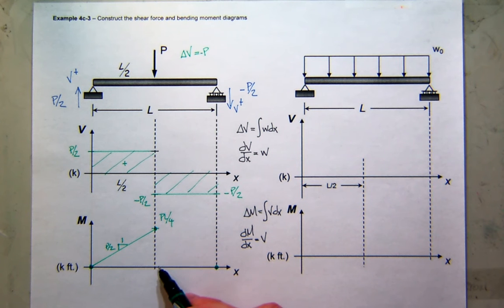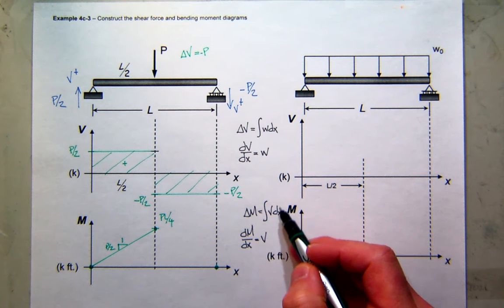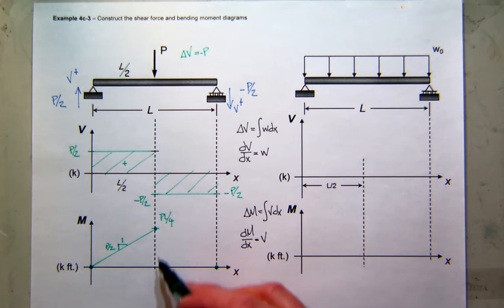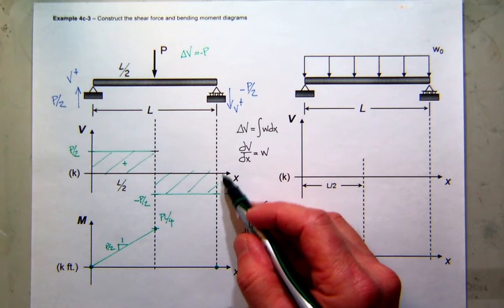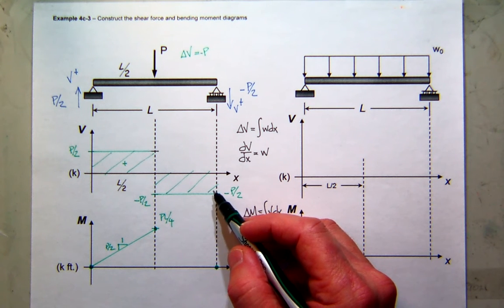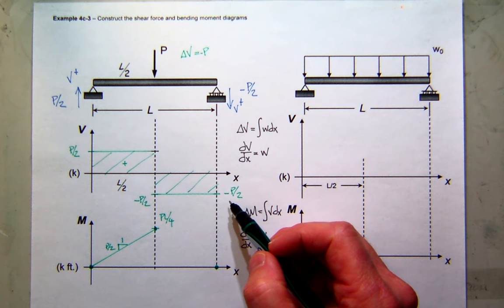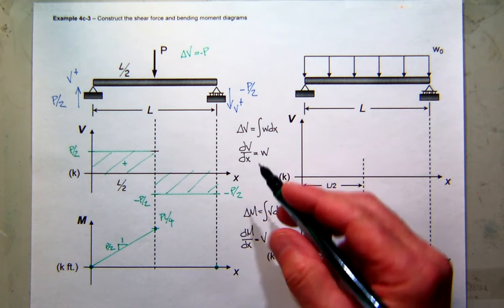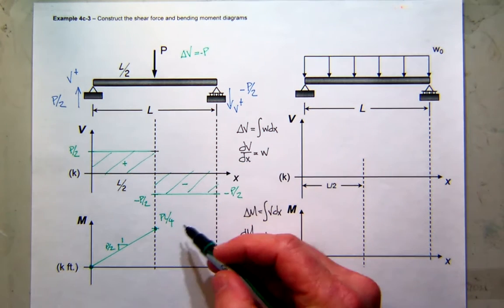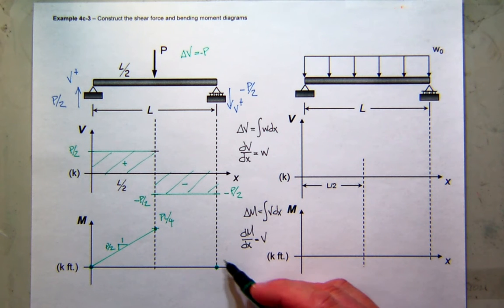Now from L over 2 to L, the change in moment here is given by the corresponding area under the shear diagram. What's the area of this part of the shear diagram? It's a rectangle. Base is L over 2. The height is minus P over 2. So that's PL over 4, but it's negative because this is a negative area. So PL over 4 minus PL over 4. Excellent. Brings us to 0. I love it when a plan comes together, don't you?